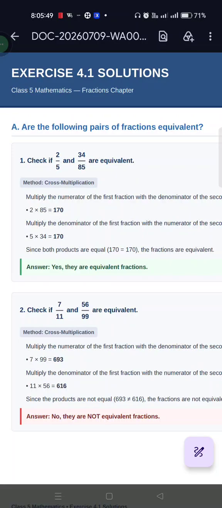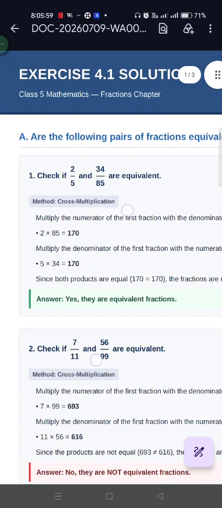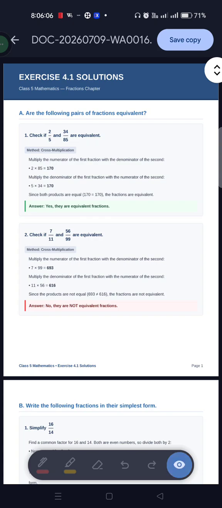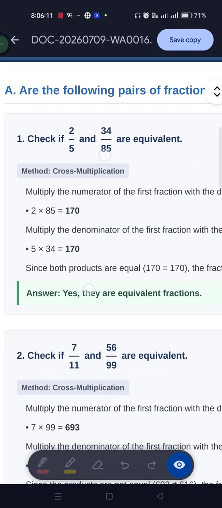So here you need to find whether these fractions are equivalent or not equivalent. So how will you find this? First of all, you will see here that you are given two fractions, which are 2 upon 5 and 34 upon 85, and you need to find whether these are equivalent or not equivalent.